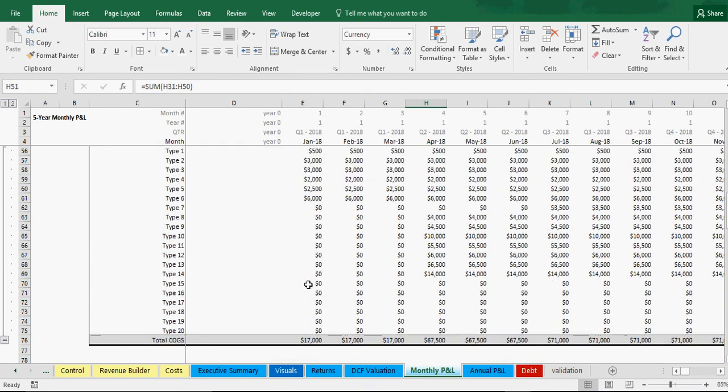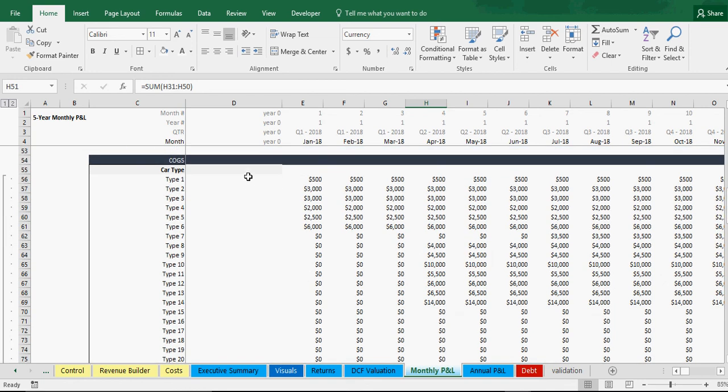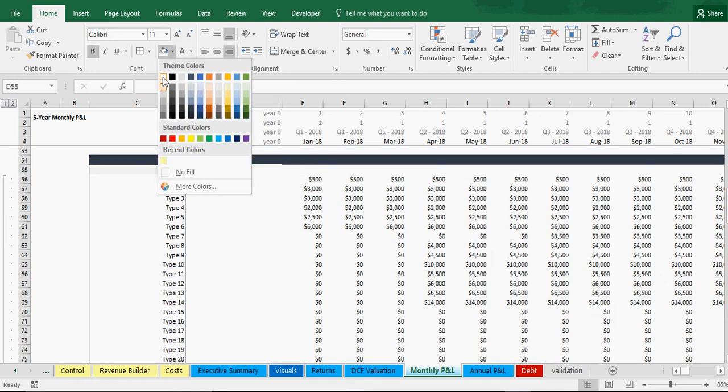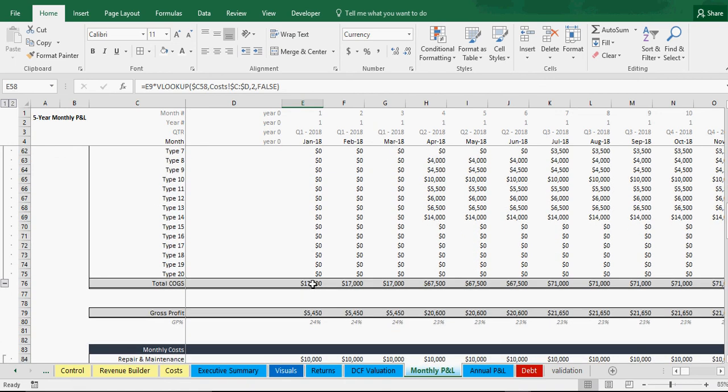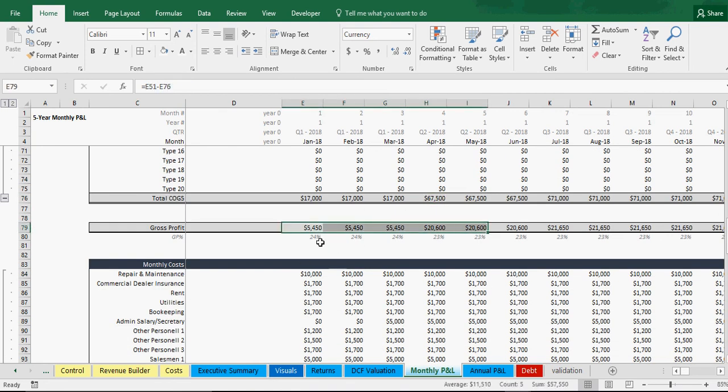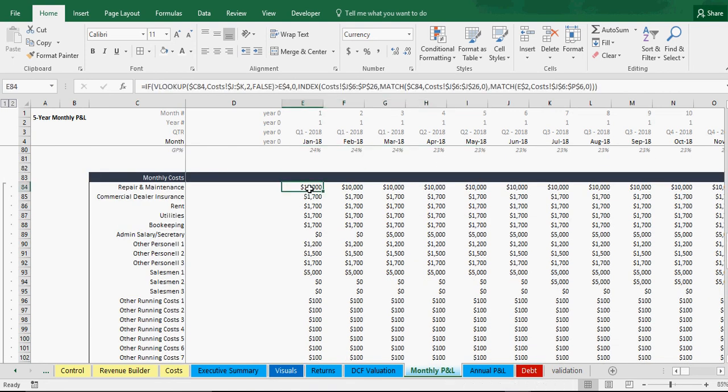Then cost of goods sold, basically the same logic: you're taking the amount of cars sold times their cost to get the cost for each type for each month, and you get a monthly total cost of goods sold. Then we've got our gross profit margin. Then we've got our monthly fixed costs.